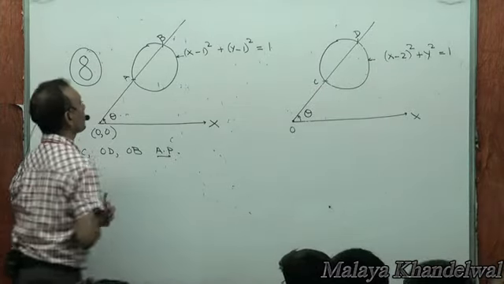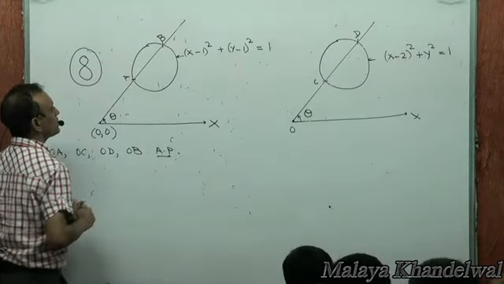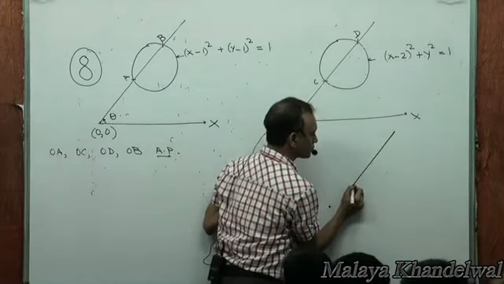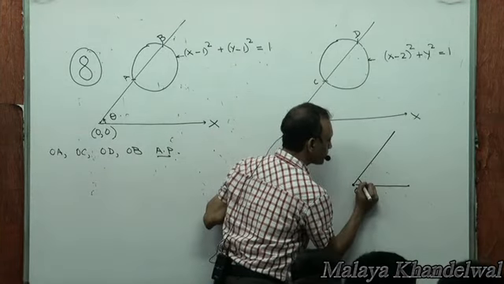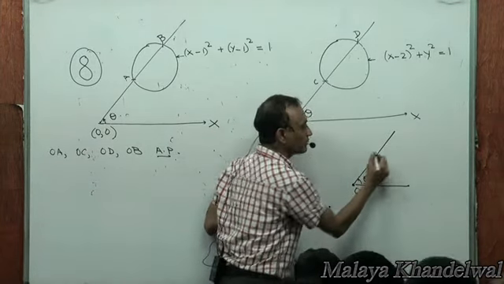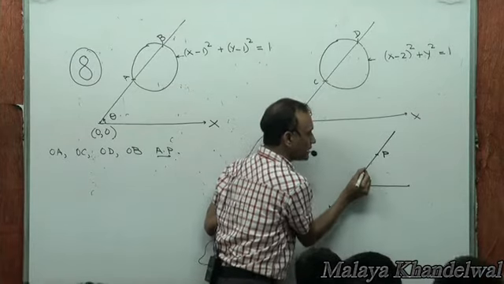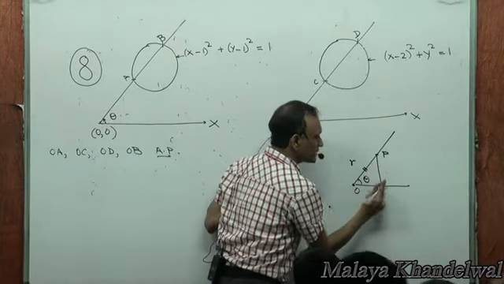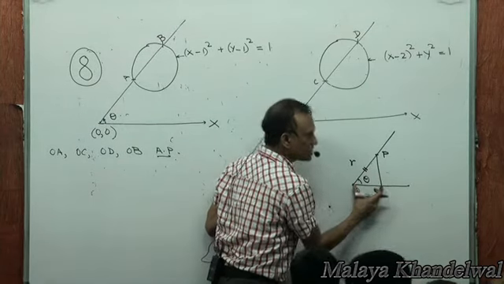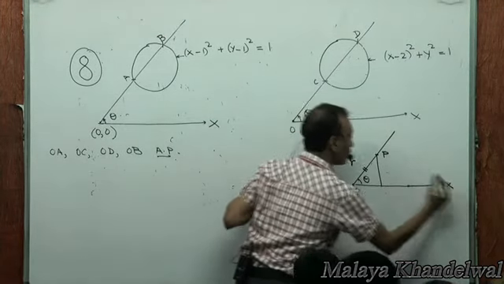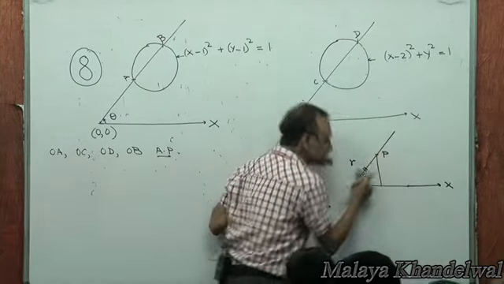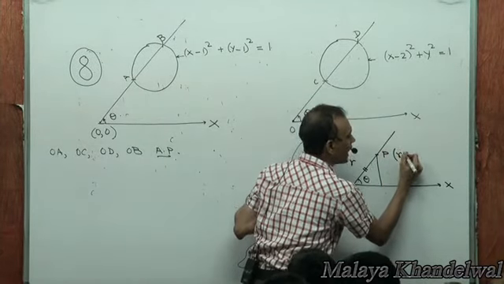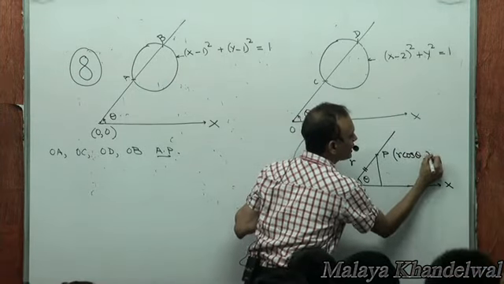Now, see, any point on this line passing through the origin. This is a line making an angle theta, right? If I take any point on this line at a distance r from O, do you realize that the x coordinate of this point would be r cos theta and the y coordinate would be r sin theta? So at a distance r from O, if I choose a point P, then that point P would be (r cos theta, r sin theta).